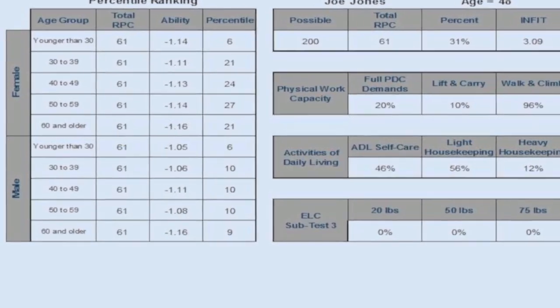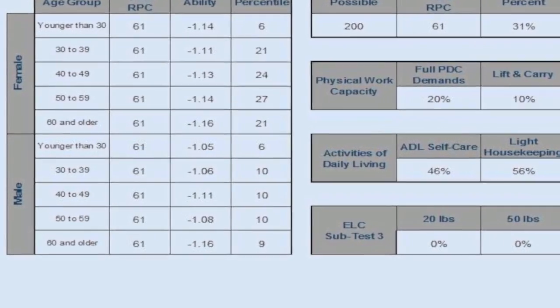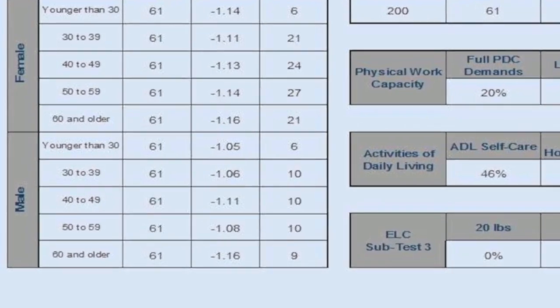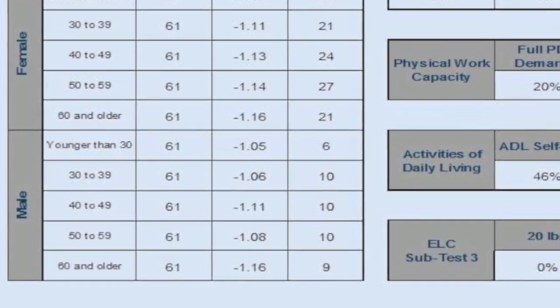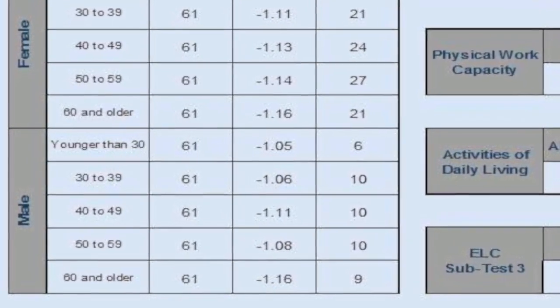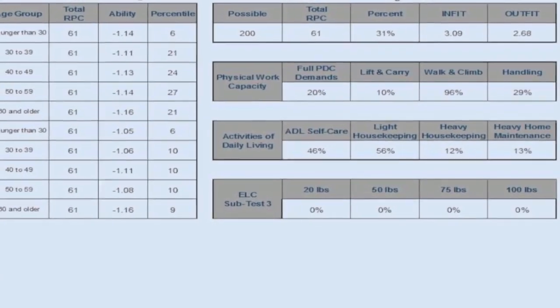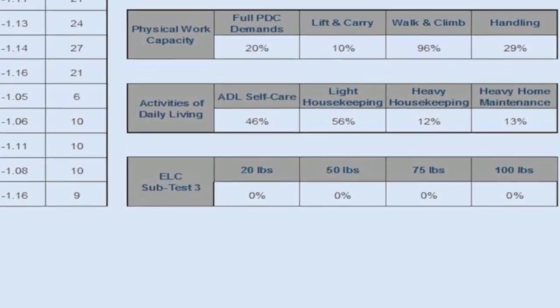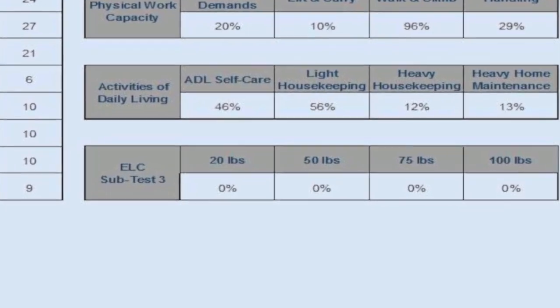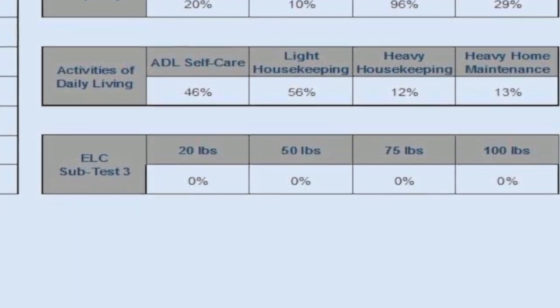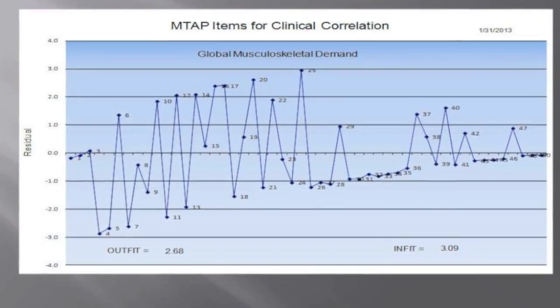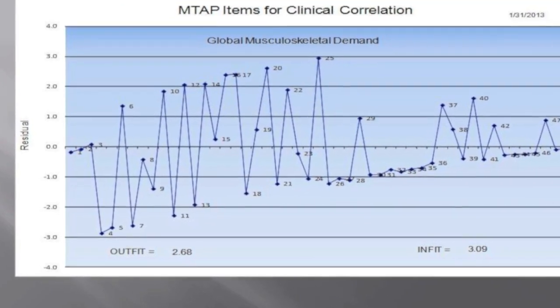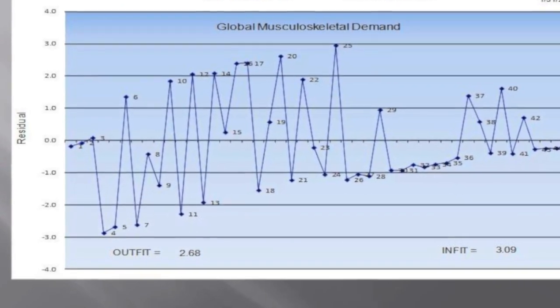On the Summary tab, we find that he's at the 10th percentile for men who have work disabilities at age 48. That is awfully low. And then we see that he's got a 0% probability of lifting even 20 pounds from floor to shoulder. So let's go back and take a look at that clinical correlation graph.